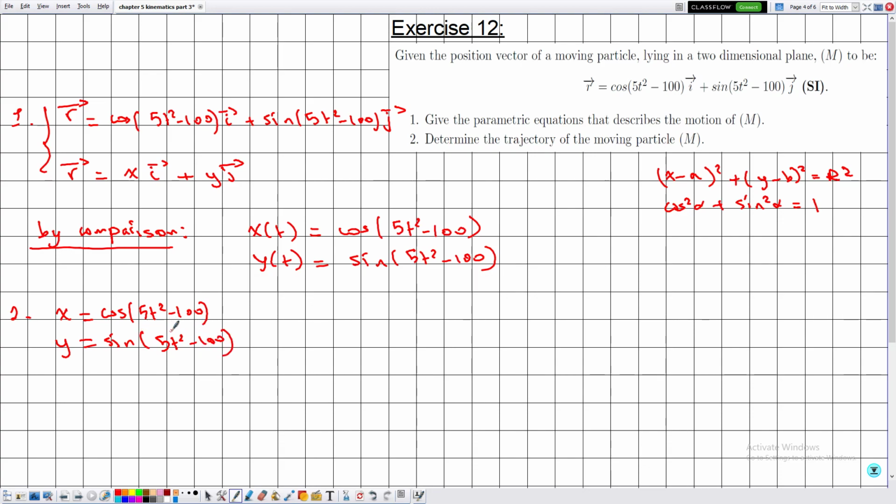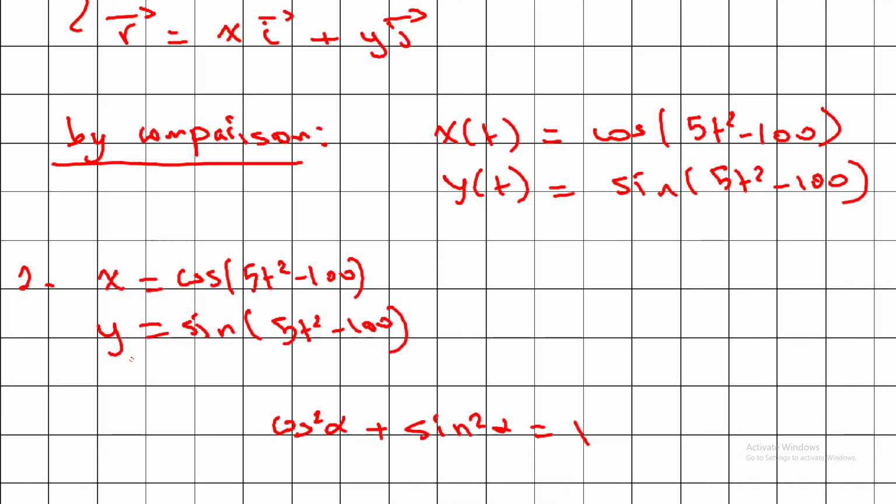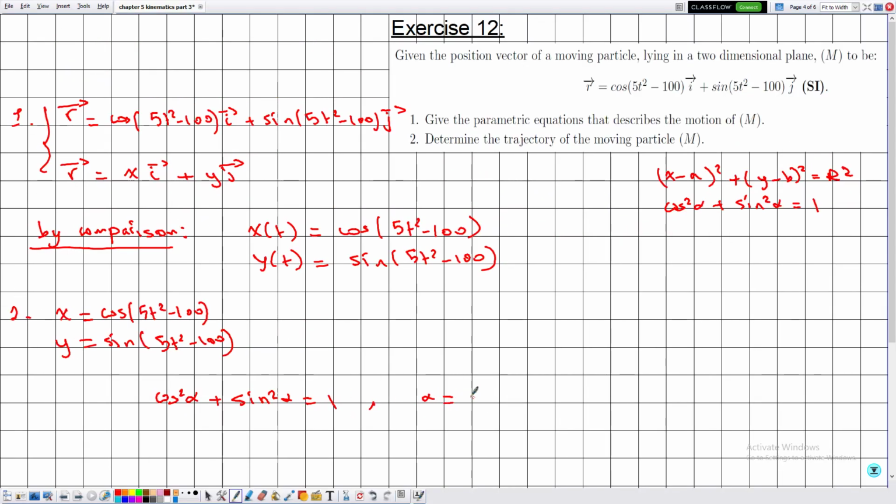Now we need to get rid of time. Time here is found inside of the angle, inside of cosine and sine, so we cannot solve explicitly for t. In order to get rid of time, we need to use the famous relation that cosine square alpha plus sine square alpha is equal to 1. Here, because cosine and sine have the same angle, which is alpha equal to 5t square minus 100, then we can say that cosine square of 5t square minus 100 plus sine square of 5t square minus 100 is equal to 1.